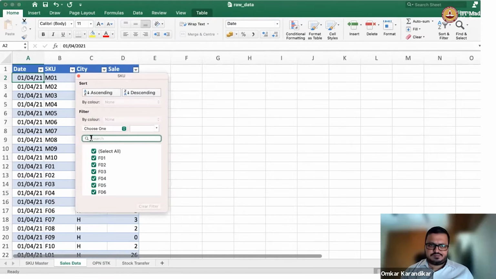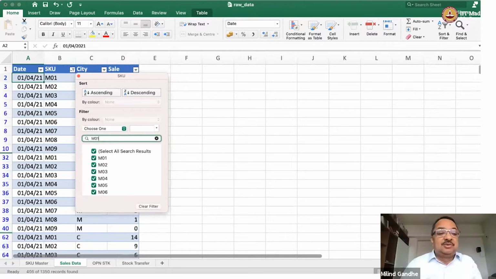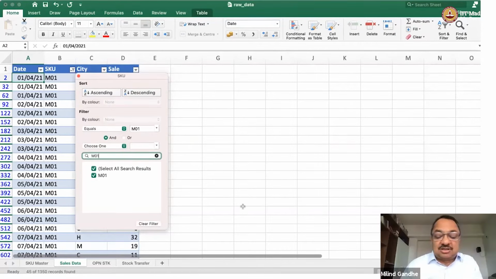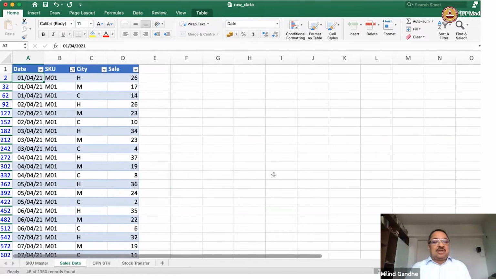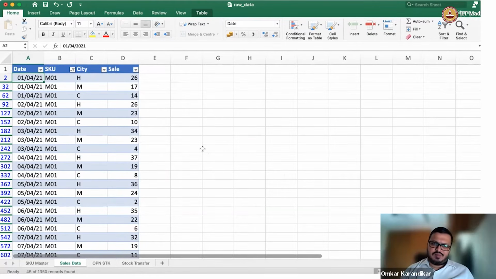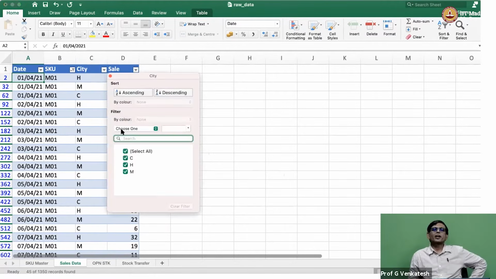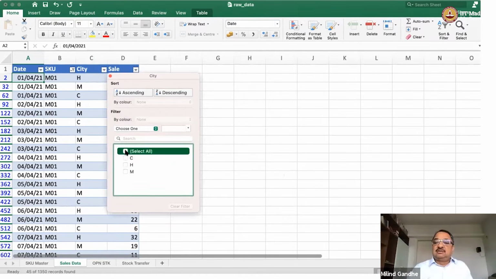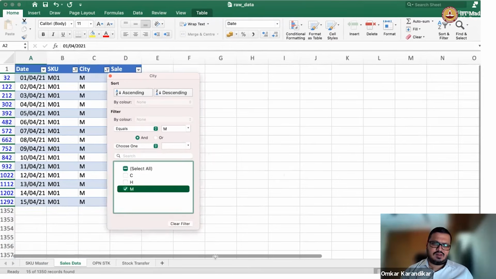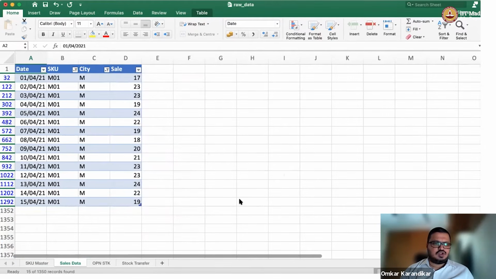Omkar, let me just filter on maybe one SKU. Yes, you can show us because I'm finding it a little difficult to understand. Okay. So let's just look at M01. If you can put a filter on city also, let's just look at Chennai or any one of them. So this is the 15 days sales data for the SKU called M01, which is mobile.